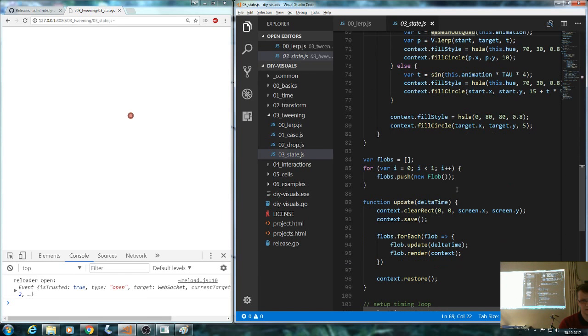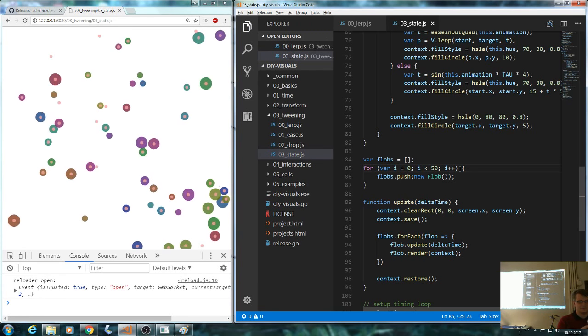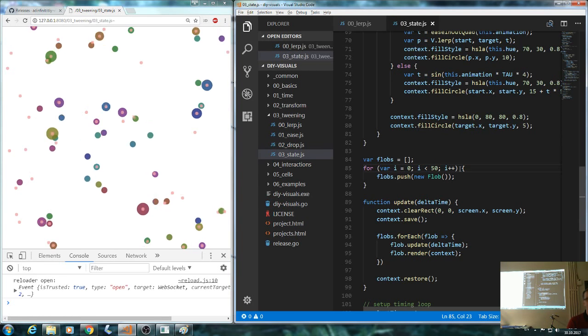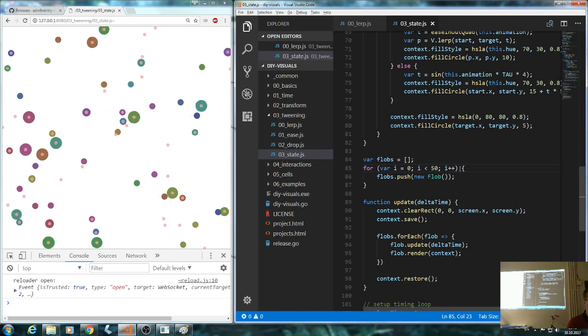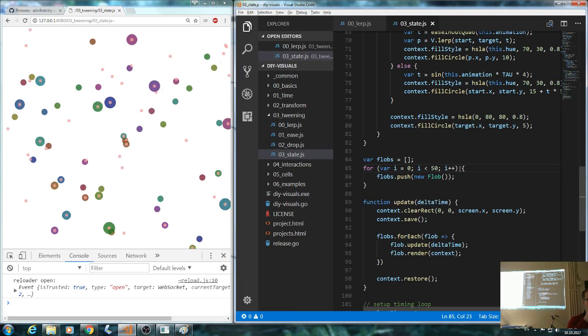Of course, one thing isn't fun enough, so the usual solution is to do it multiple times. And we got ourselves a swarm of flobs.